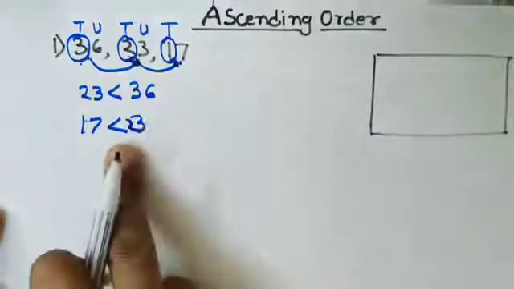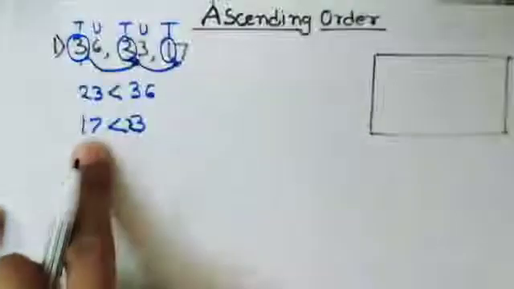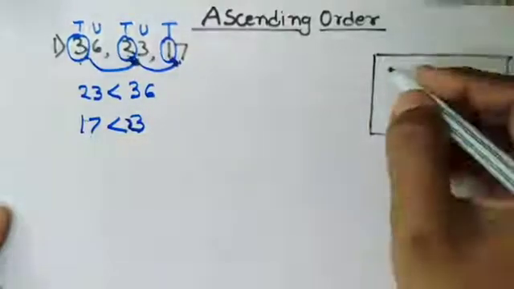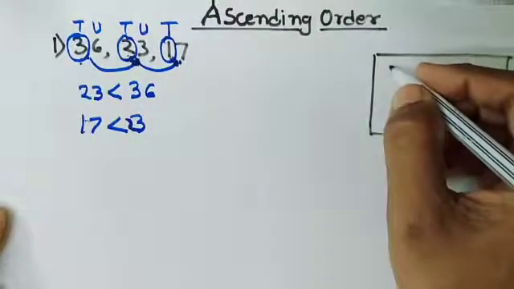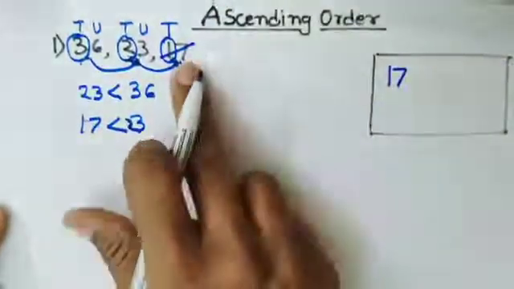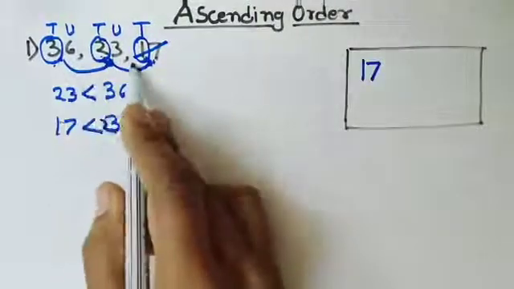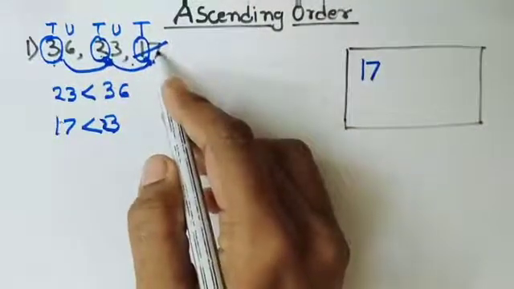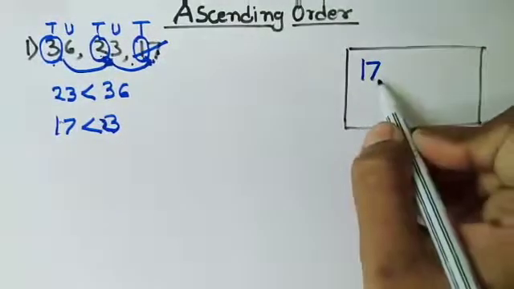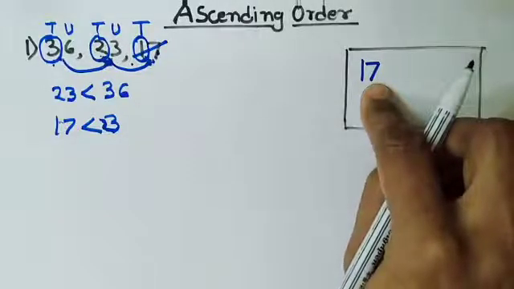So what you will find, children, is that 17 is the smallest out of these 3 numbers. So we will write 17 first. We will cut the 17 number. Out of these 3, we have seen that 17 is the smallest number. So we write here 17 is the first number, that is the smallest one.